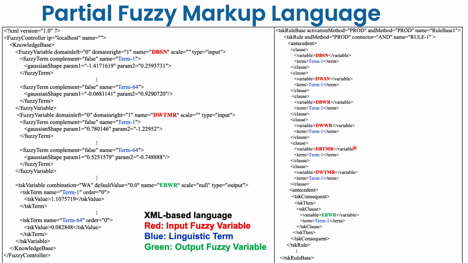This page shows a part of the fuzzy markup language before learning. The right side is rule-based, and the left side is logic-based. The fuzzy markup language is based on extensible markup language. The black color is the XML-based language. The red color is the input fuzzy variable. The blue color is the linguistic term. The green color is the output fuzzy variable.